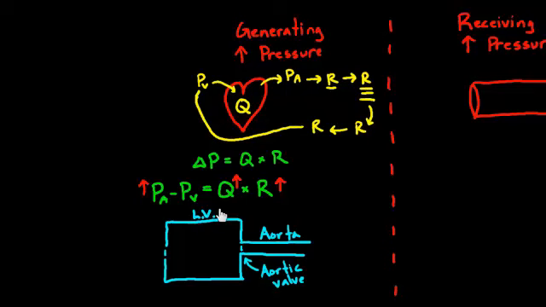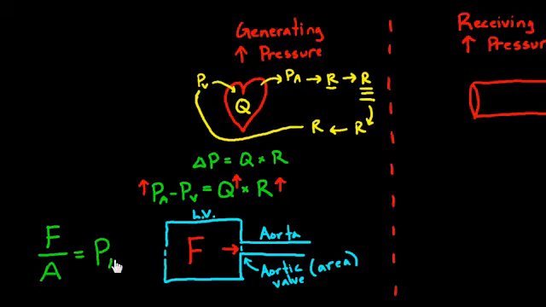LV for left ventricle. So the left ventricle is basically going to have to try to get blood through this door, through this valve. And the way to do that is to apply a force to that blood and force it through that door. Now the aortic valve has a certain area. And so if you remember, anytime you have a force over an area, I'll write that over here. Anytime you have a force over an area, you have a pressure. And in this case, that is the arterial pressure.